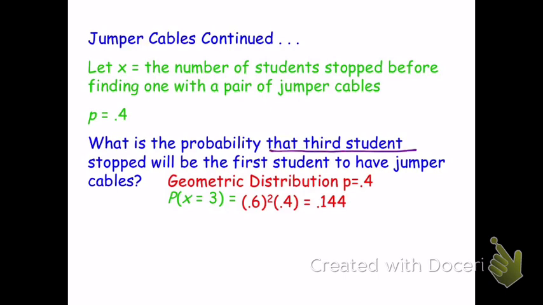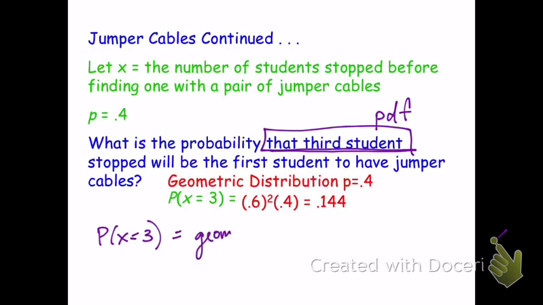The third student right here, so that it is exactly the third student, indicates that it is a PDF. It's saying that the third person I stop is the first one that has jumper cables. So you would say the probability that x equals 3. You would do geometric PDF. And so to do that, you go to 2nd VARS and then geometric PDF.